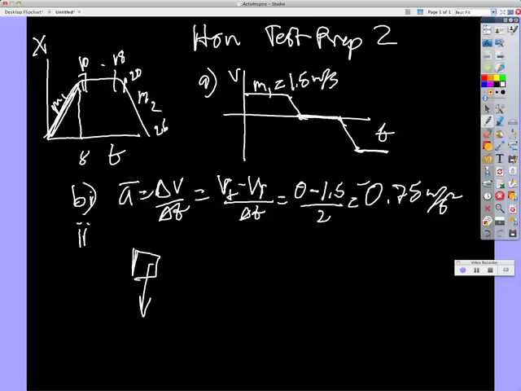C, suppose that there's a passenger of mass 70 in the elevator. Calculate the apparent weight of the passenger at time t equals 4 seconds. So for C, at time t equals 4 seconds, what is the acceleration at time 4 seconds? Wait for it.